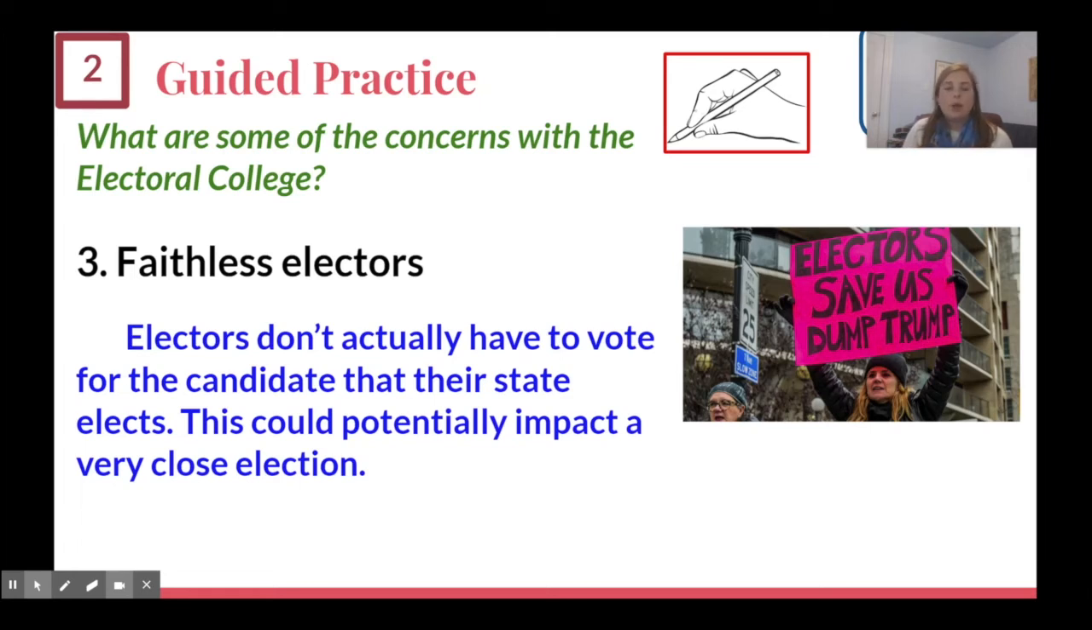Also, a lot of people don't even know the name of their state's electors. So why are we putting our faith in people that we don't know to vote the way that they're supposed to when there's nothing to enforce it?